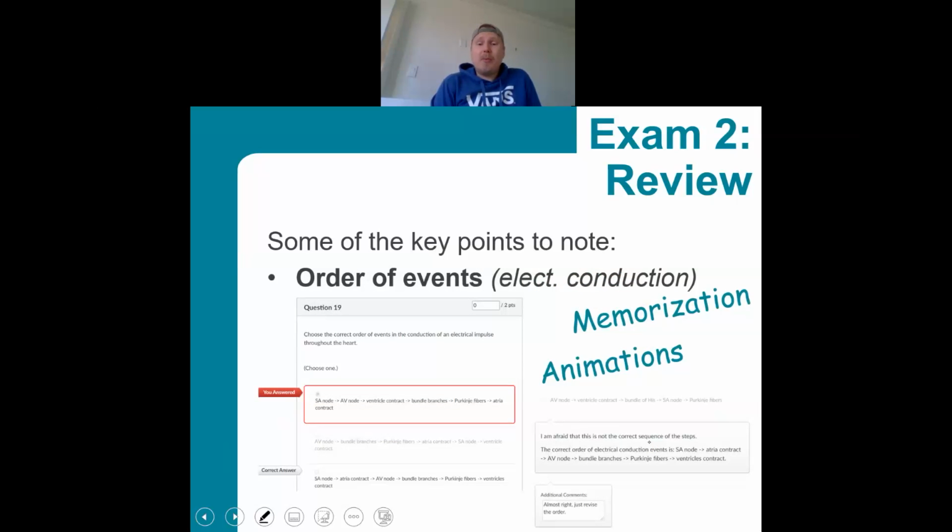I mentioned that it is worth learning the order of events. That can be a type of question that comes up. So for example, here I was asking about the order of events of electrical conduction from the sinoatrial node, covering the atria, then reaching the AV node, where there's a little bit of a delay or relay station, and then moving to the bundle branches, Purkinje fibers, and ventricles contracting. So that was the right order.